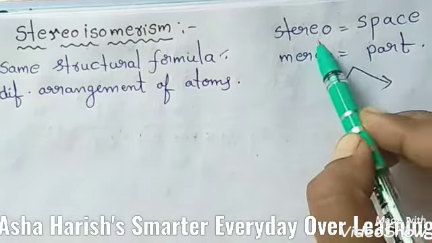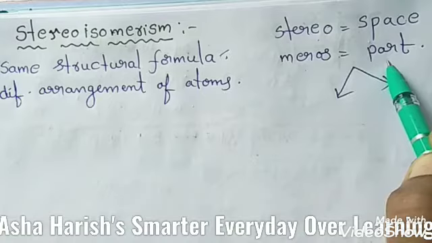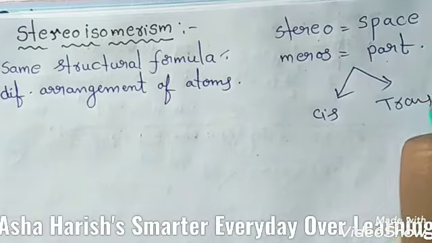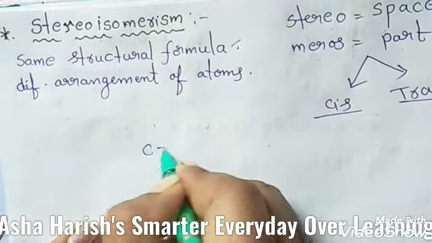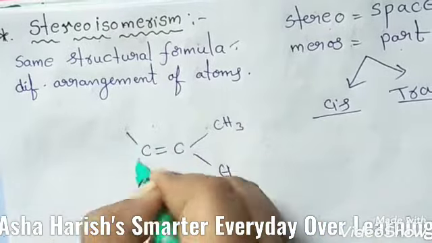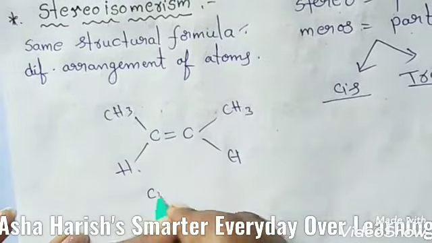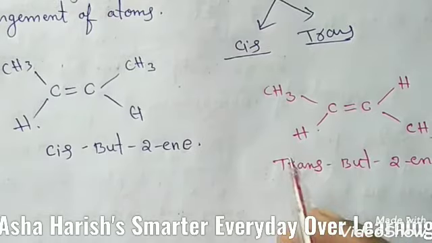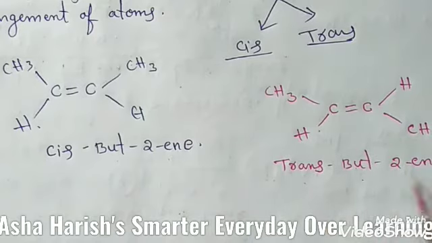In the Greek language, stereo means space and meros means part. Okay, and these are types, students. You can see cis and trans isomerism is the example of stereoisomerism. Here you can see C double bond C. Here one CH3, here H. Here also the same CH3, here also H. This is called cis-but-2-ene. If you see these two structures, this name is cis-but-2-ene and this is trans-but-2-ene.